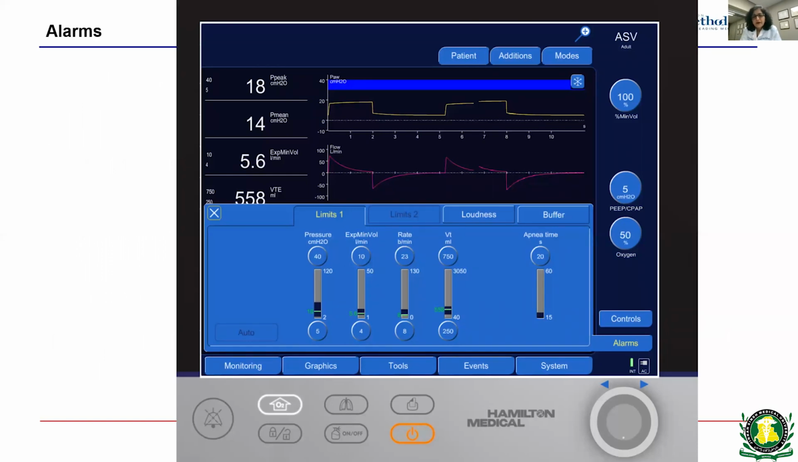The respiratory therapist will also set up some alarm parameters to alert them if something is going beyond their set parameters. So they will set alarm limits for the pressure, for expired minute volume, for respiratory rate, and for tidal volume. So please look for these alarm limits in the control panel.